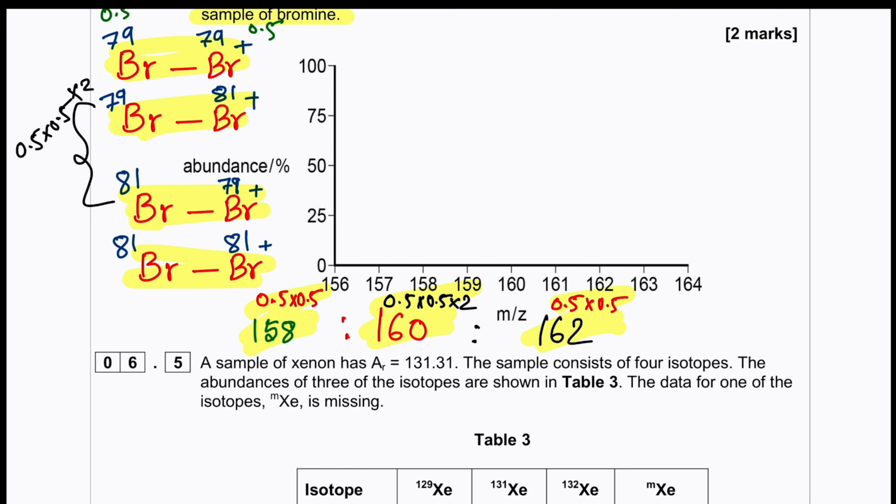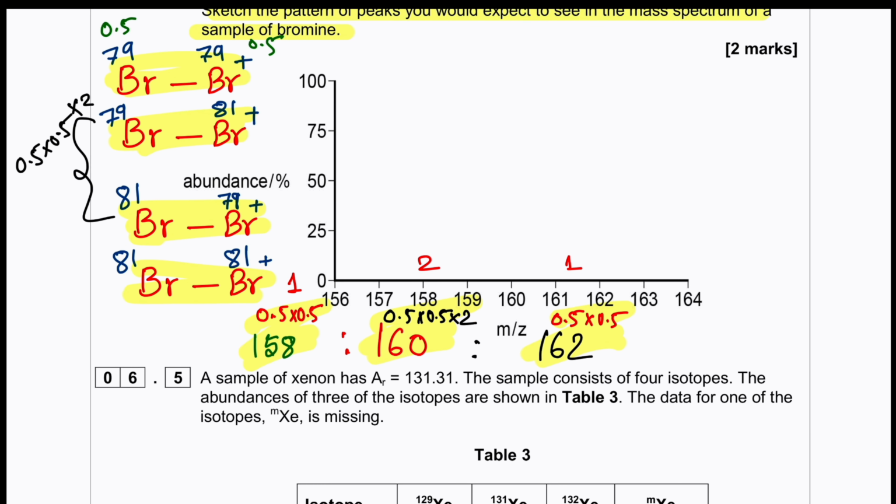Since the final ratio is 1 to 2 to 1, we can conclude that for the mass of 158, we would have 25%. So the bar would be 25% at 158, the bar at 160 would be up to 50%, and the bar at 162 would be at 25% as well.